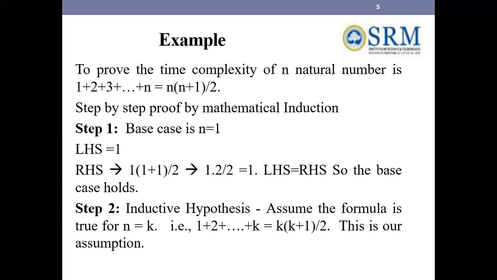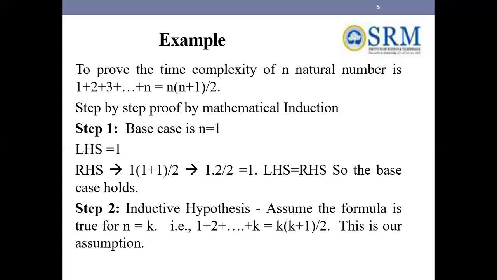So initially, there are three cases: base case, inductive hypothesis, and induction step. The base case is the minimum number of input. If n is 1, the n value is 1, and the remaining terms vanish. So the LHS value is 1 in this equation. And we are going to find the RHS value. RHS is 1 into 1 plus 1, that is 2 by 2. The answer is 1. Now LHS is 1, RHS is 1. Both are equal. So the base case is true for the given expression.